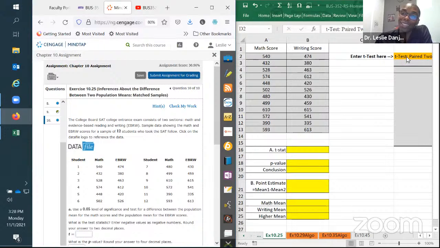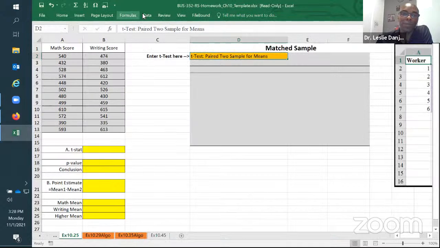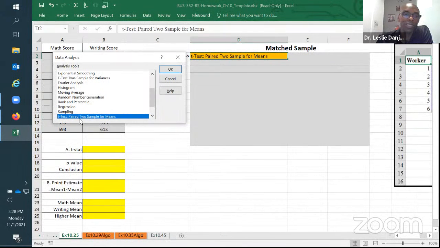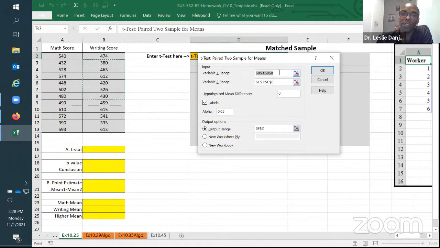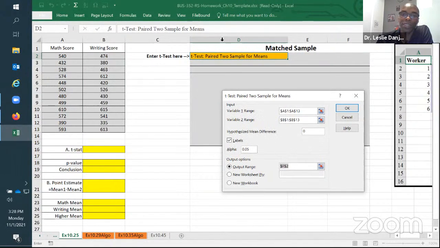So now let's do a t-test paired two sample. I'm going to maximize this, go to data analysis, and choose t-test: paired two sample for means. Click on OK. In the first one, include math, go all the way down. Highlight this, include writing, go all the way down. The hypothesized difference is 0, include labels, and we're going to put our output right here at D2. Grab that, make sure yours match, and click on OK.